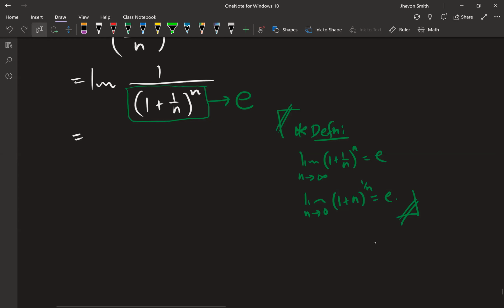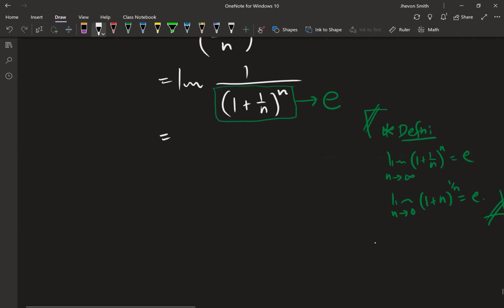So you can notice that, and this will basically give you, well, the limit is 1 over e, which is not 0, which means the series diverges.